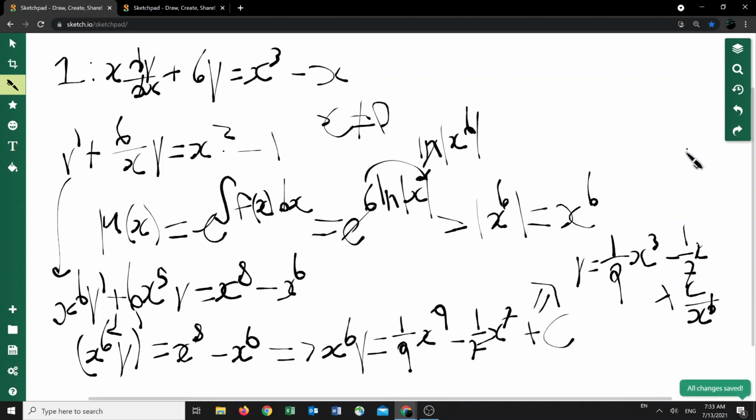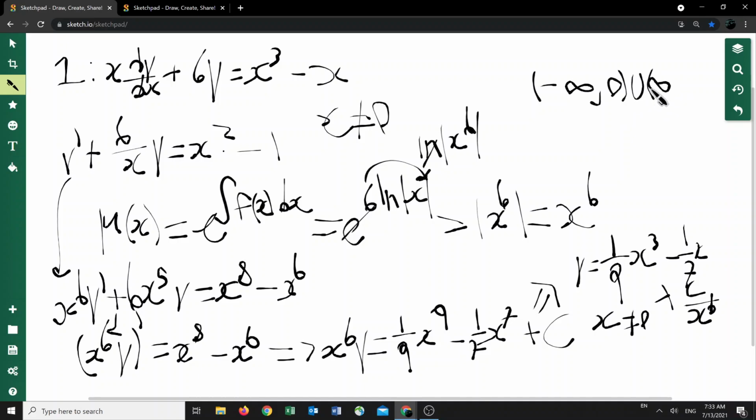And now for the interval of definition, well, this has no restrictions except that x can't be equal to 0, as seen over here, and obviously this x to the 6th in the denominator. So we can choose either negative infinity to 0 or 0 to infinity. So that's not our interval of definition yet, it's just where this is defined. But our interval of definition takes the largest one.